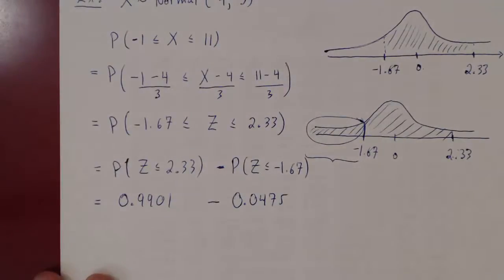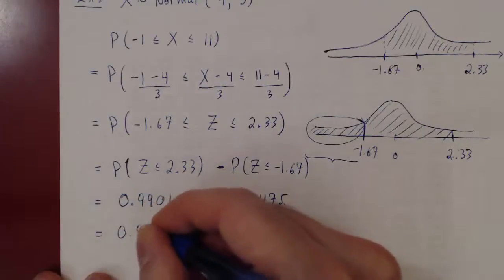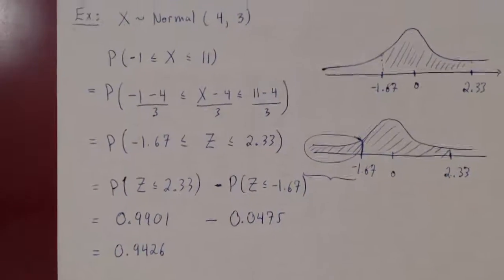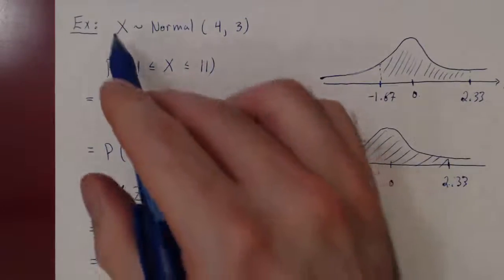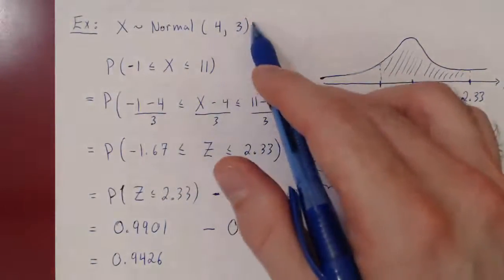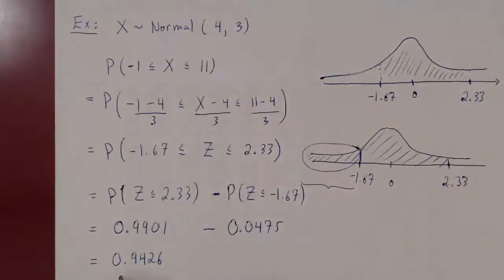And now we just subtract. With your calculator, do 0.9901 minus 0.0475, and you will arrive at 0.9426. And there you have it. The probability that the normal random variable with a mean of 4 and a deviation of 3 lies between -1 and 11 is 0.9426. And this will always be it.